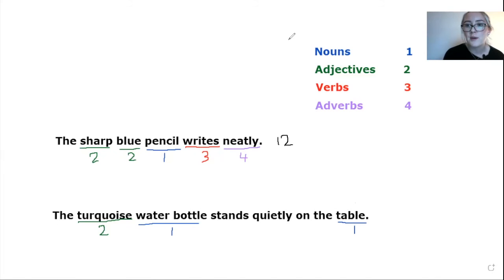Now for my verb, so an action or a state of being. Can you spot my verb? It would be stands, which I would get 3 points for. And last but not least, I'm going to identify my adverb, which would be quietly.